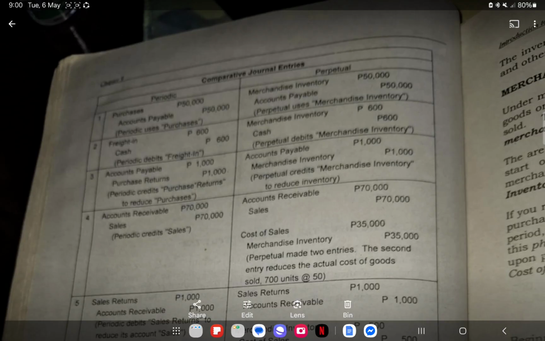Here are the comparative journal entries of transaction number 1. Purchase on account 1,000 units at 50 pesos. In periodic, we debit purchases 50,000 and credit accounts payable 50,000. Since you are purchasing an item on account, on credit, you receive purchases, then accounts payable is your promise to pay your supplier. So to record the purchase on account.